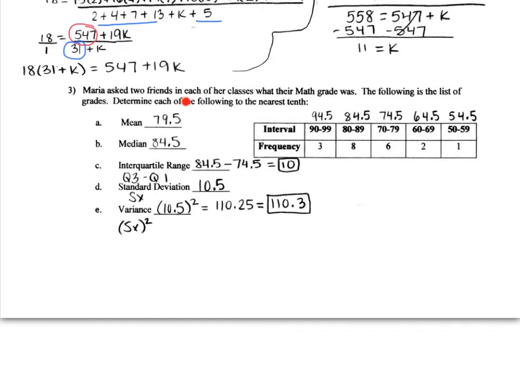Maria asked 2 friends in each of her classes what their math grade was. The following is a list of their grades. Determine each of the following to the nearest tenth. Okay, so these are the intervals at which the students got a score, and this is how many students got that score.